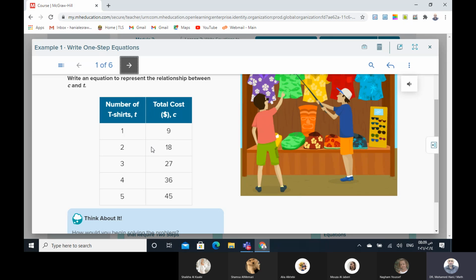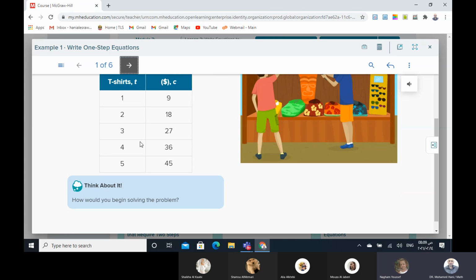Who can tell me what is the relationship between T and C? 1, 9, 2, 18, 3, 27, 4, 36, 5, 45. What is the relationship between T and C? What is the rule? Who can tell me? Multiplied by 9. Multiplied by 9.